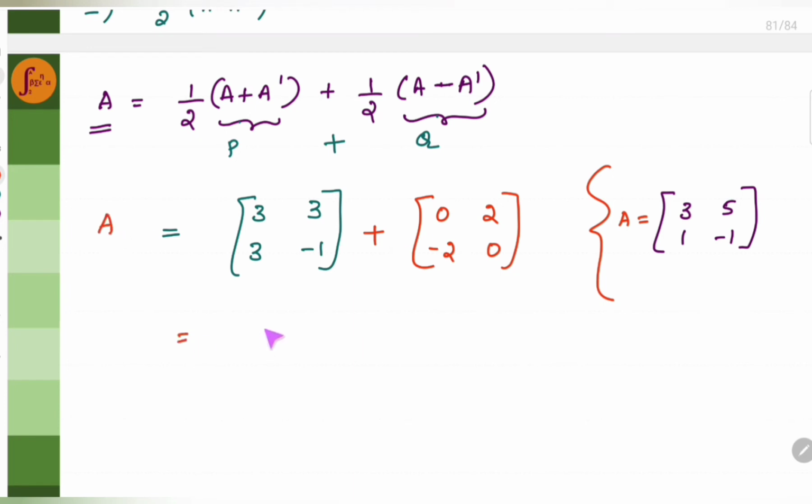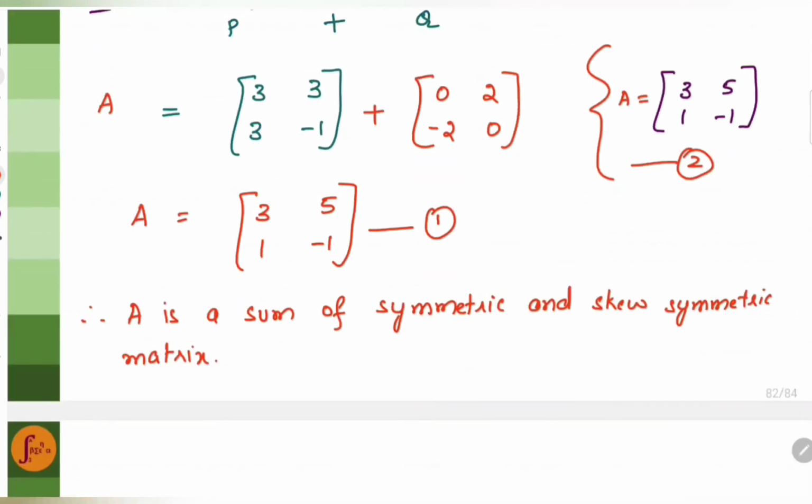Let's add them. 3 plus 0 is 3, 3 plus 2 is 5, 3 minus 2 is 1, minus 1 plus 0 is minus 1. So this is matrix A. So after adding, we got matrix A. So this is the same, right? This and this are the same. So this resultant matrix and matrix A are the same. So therefore, we conclude that matrix A is a sum of a symmetric and a skew symmetric matrix, where A is 3, 5, 1, minus 1.